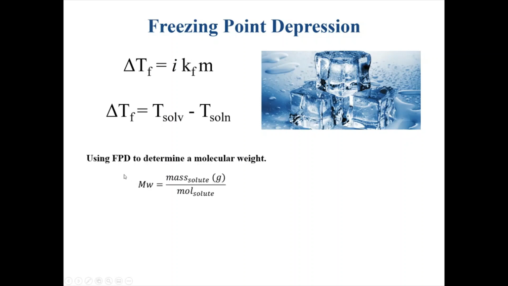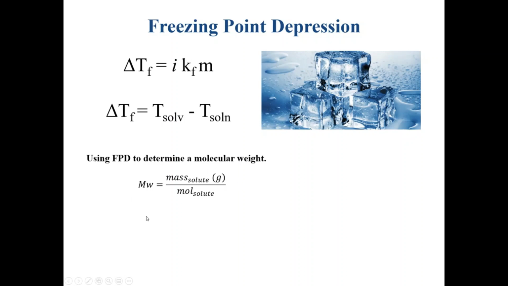So how can we use freezing point depression to determine the molecular weight? A key component of this experiment will be that we're going to use freezing point depression to measure the molecular weight of an unknown solute. Now, one thing that's important to mention at this point is this unknown solute does not ionize, so its van 't Hoff factor is going to be 1. So throughout this experiment, you're going to use an i equal to 1. I just want to mention that now. I'll also mention it again when we get to the data analysis.